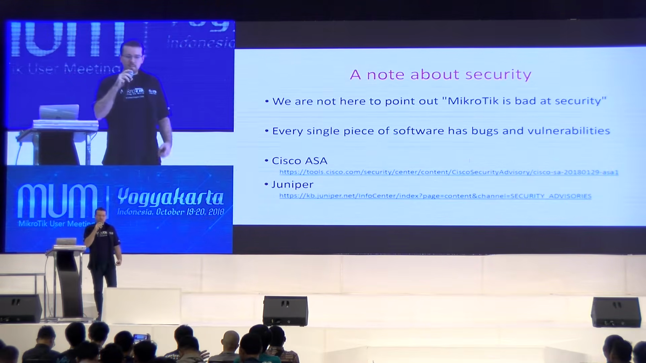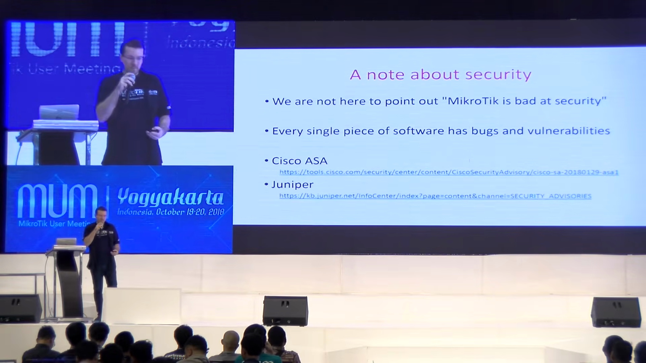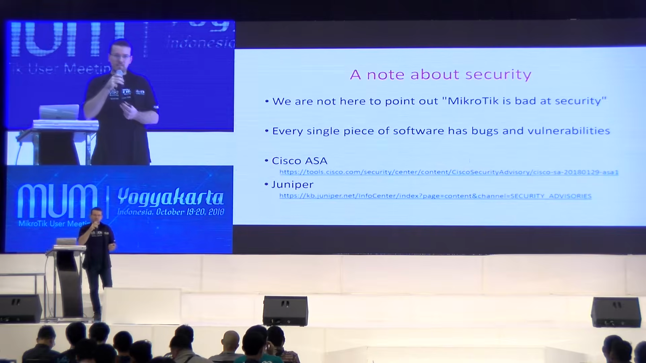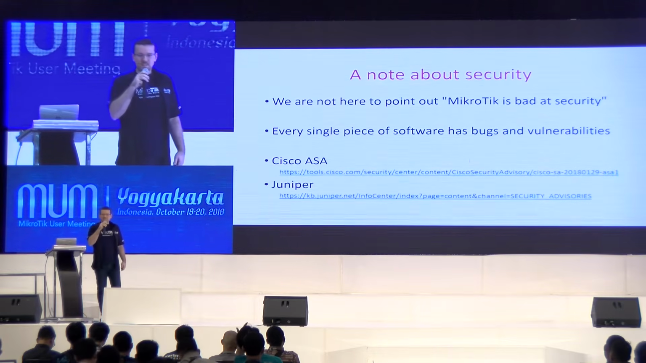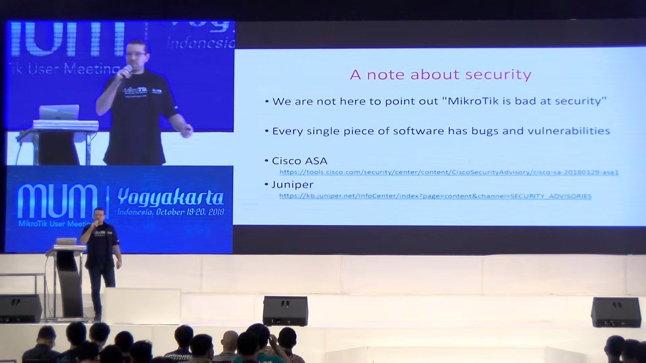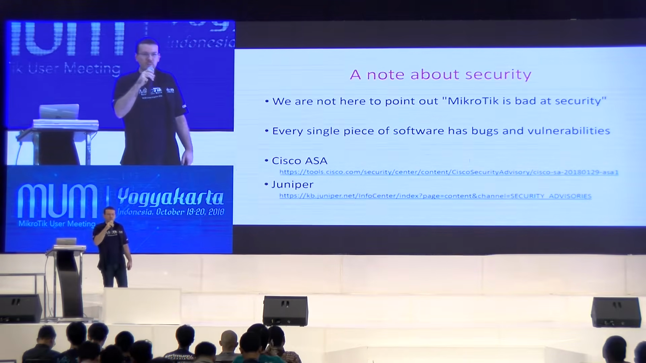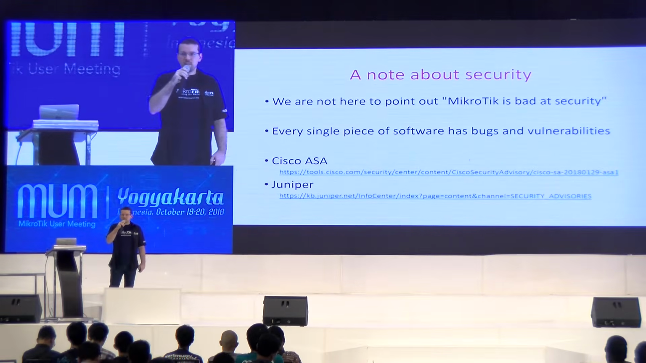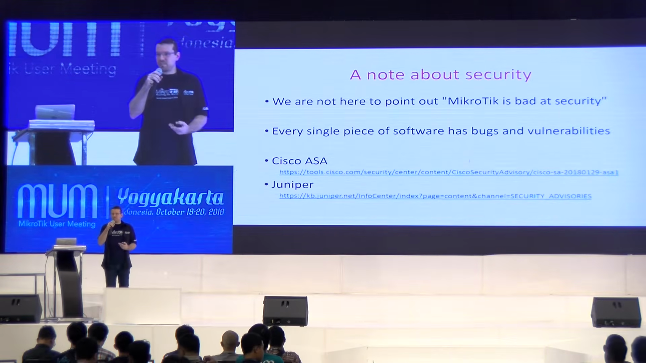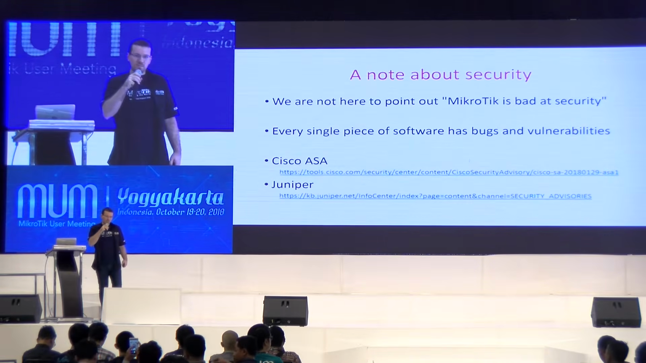So about security. The point of this presentation is not to say that Mikrotik is bad at security, because that is simply not true. Every single piece of software will have bugs and vulnerabilities. If you want examples of this, Cisco actually had a very major security vulnerability just a year ago, where millions of Cisco's SAAs were vulnerable across the internet. And actually just last week, Juniper published 12 high severity vulnerabilities on their website. So it is not just Mikrotik that has vulnerabilities that can be exploited by attackers. Every single piece of software will inevitably have bugs and vulnerabilities.